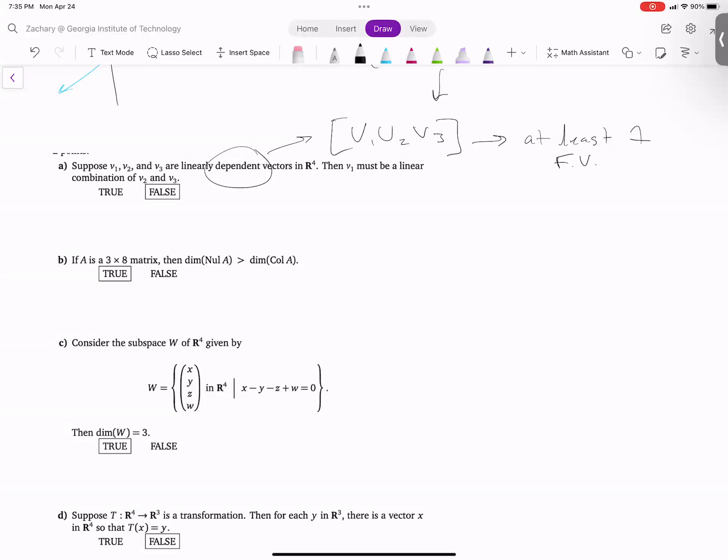So does that mean that v1 is a linear combination? Does that mean v1 has to have a free variable if we know the whole set of them has at least one? No, it doesn't have to. An example matrix of this would be 1, 0, 0, 0, 0, 1, 0, 0, 0, 2, 0, 0. In this case, v1 is not a linear combination of 2 or 3, because separate from these two, this has a pivot and this has a free variable. So this whole set has a free variable, so they're dependent vectors, but v1 is itself, yeah, cool.